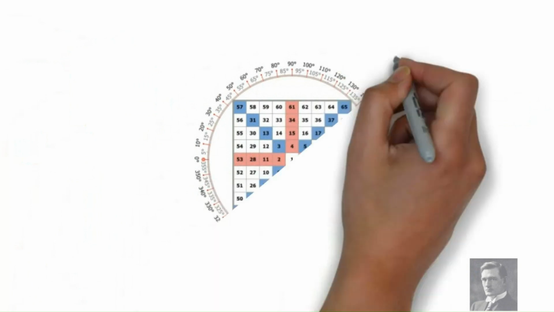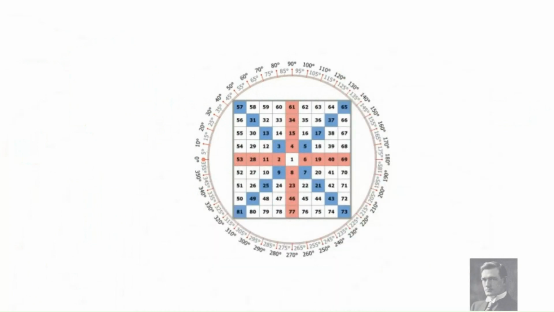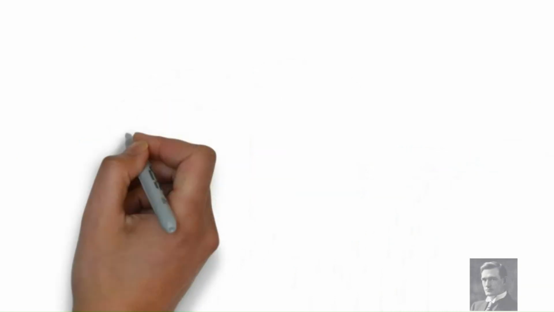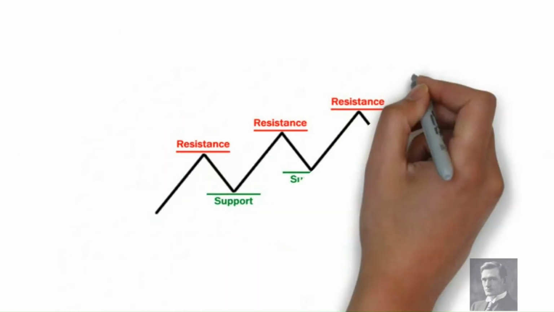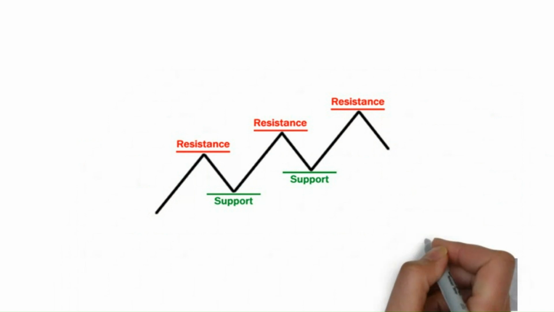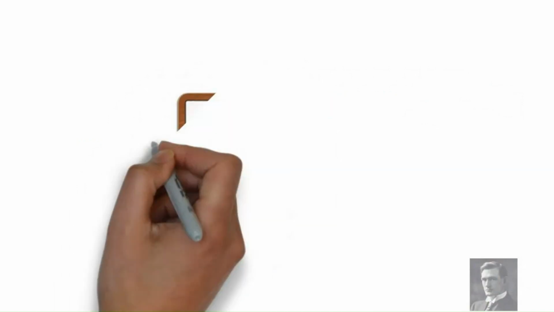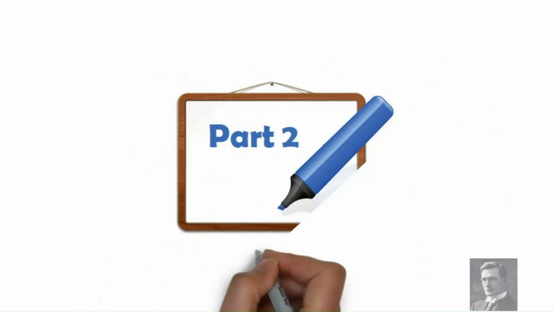Today we are going to learn a very interesting strategy, which is a modified version of the Gann Square of 9. Using this strategy, you can find highly accurate support and resistance levels for all indices, cryptocurrency, commodities and stocks worldwide. This is the second part of the Gann Square of 9 series.